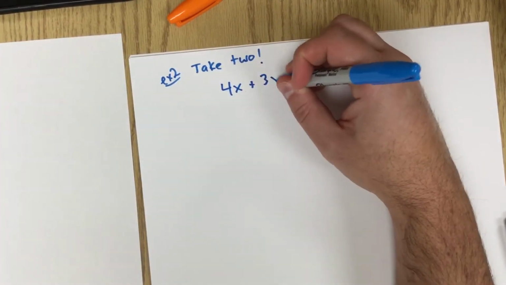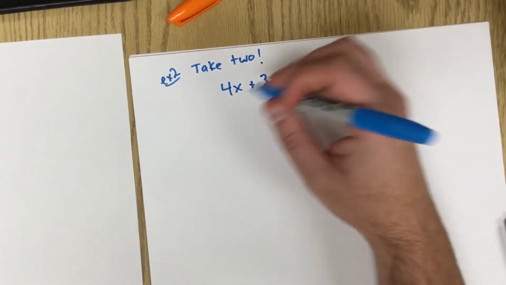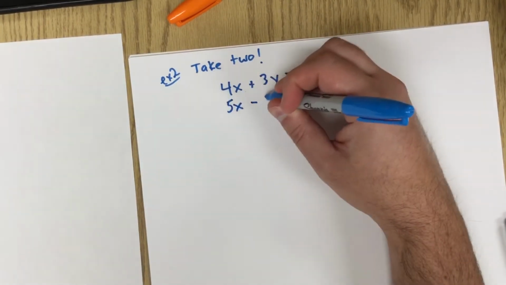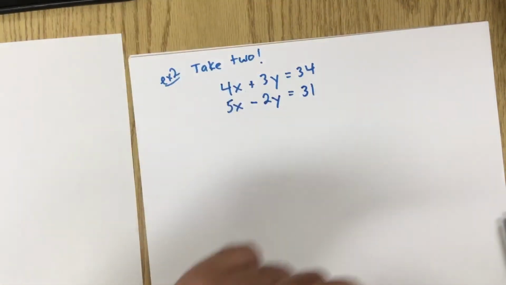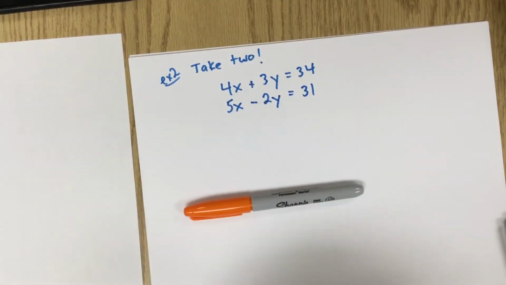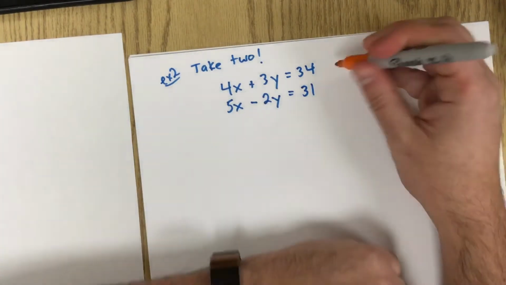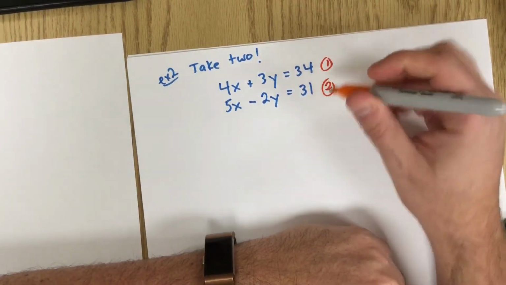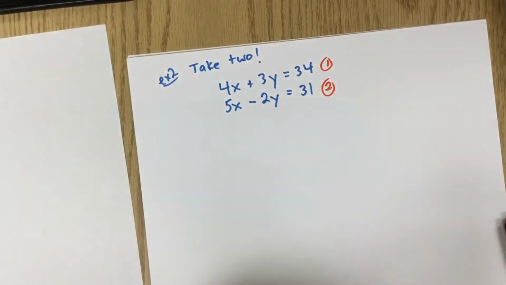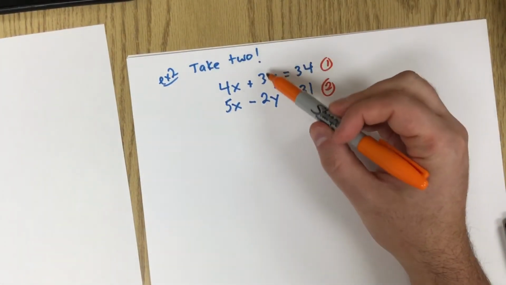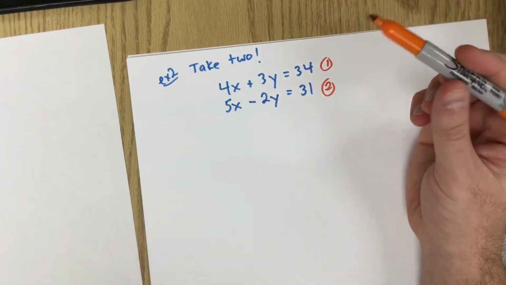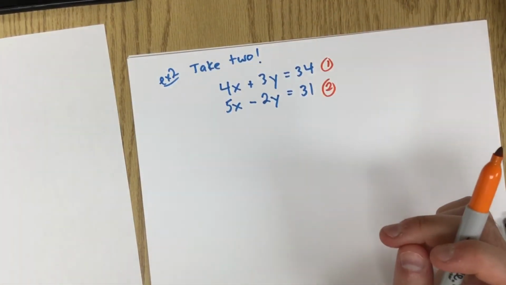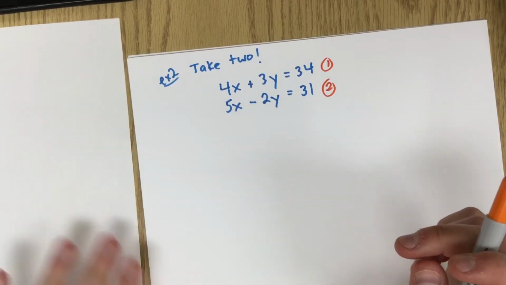4x plus 3y equals 34. 5x minus 2y equals 31. And we already know this is not going to work, right? Because if we add them up, nothing's going to get eliminated. But what we're going to do is actually multiply these equations to make stuff equal. So I want the 3 and the 2 to be equal to each other. It's kind of like finding a common denominator, right? What's the common denominator between 3 and 2? Or at least common multiple, I guess, rather, is what I should say.